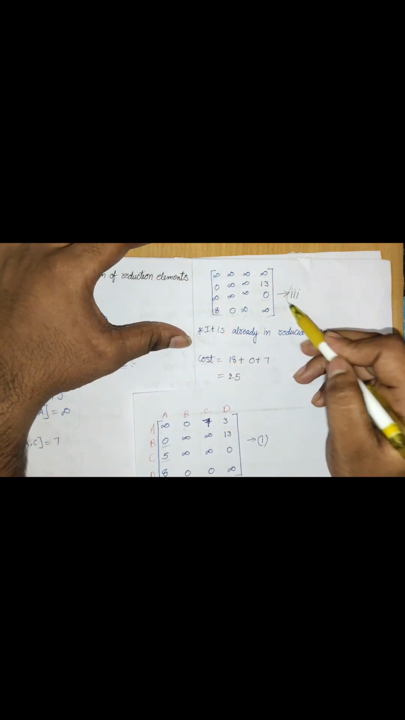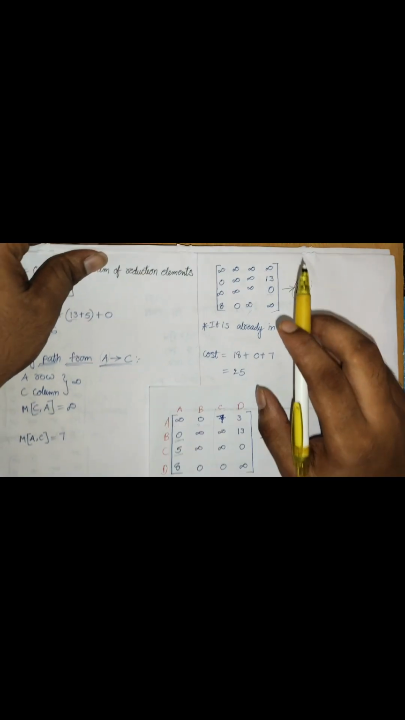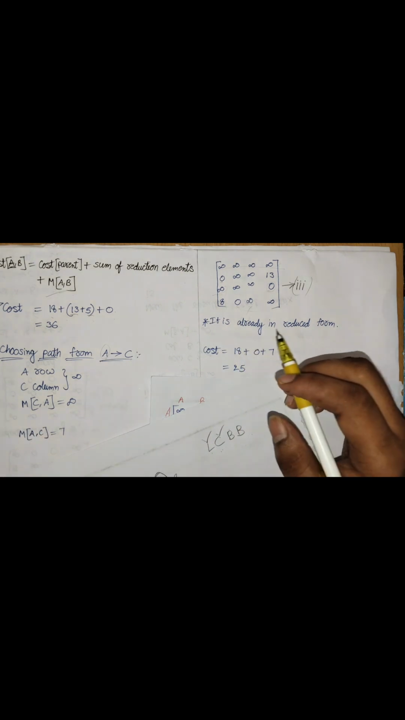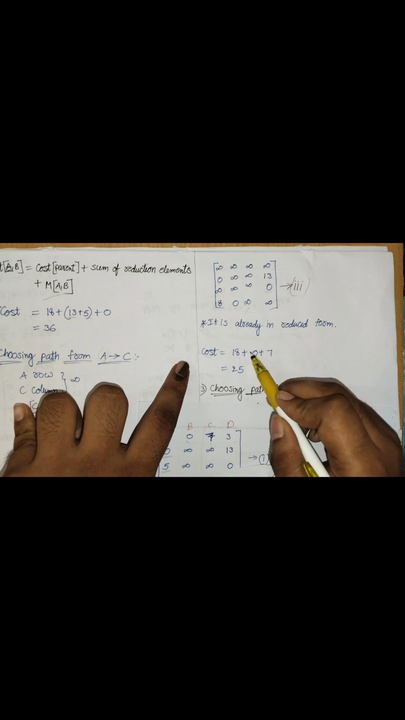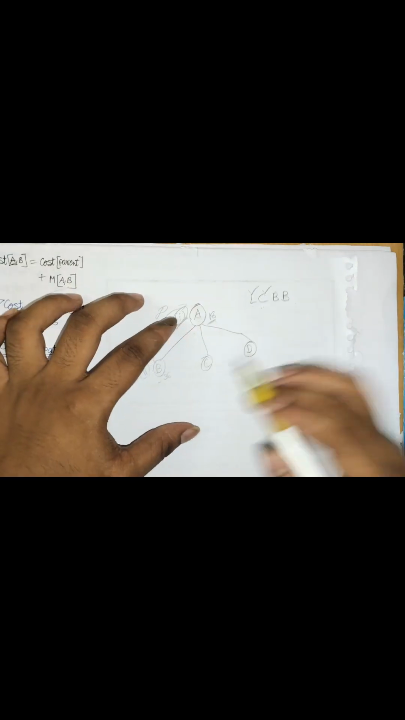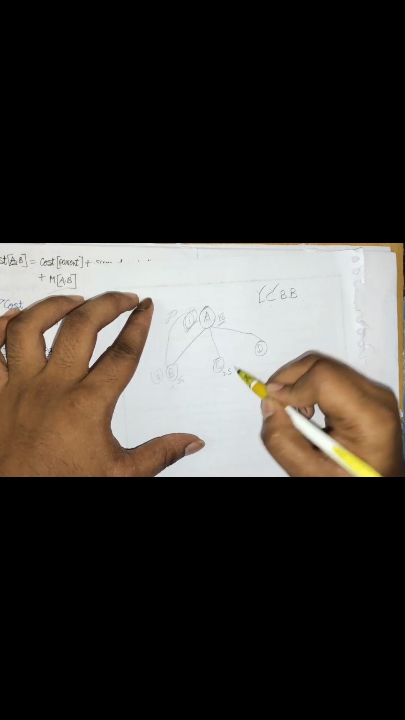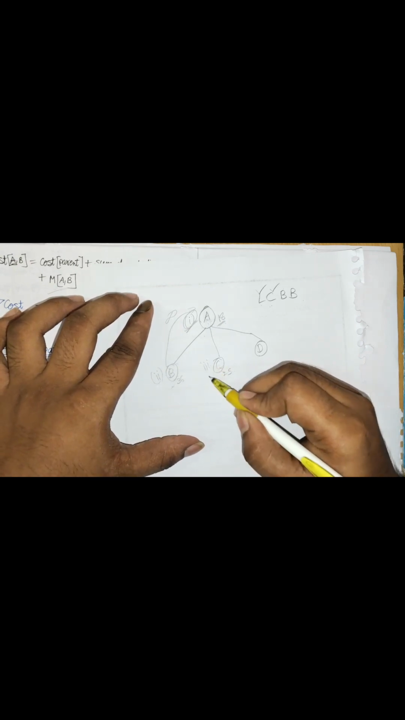So let's number it with Roman 3. Now let's find the cost of node C. The same thing that I have done: cost of node C is equal to cost of parent, which is 18, plus the sum of reducing elements. It's already reduced, we haven't reduced anything, so it will be 0. And we have taken A to C, so we have to see A comma C, which is 7. So 18 plus 0 plus 7, the cost is 25. So the cost of C is 25 and the number given for the cost matrix is 3.